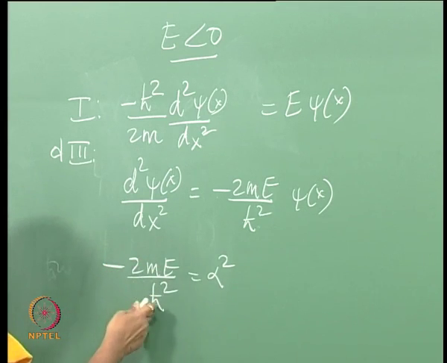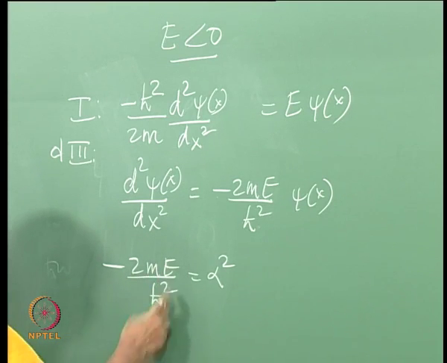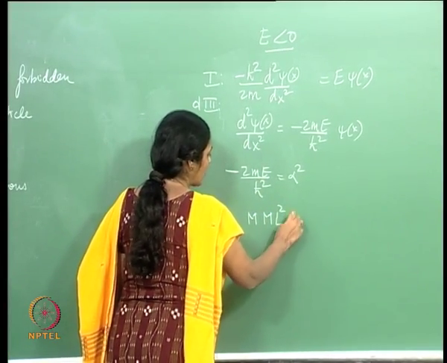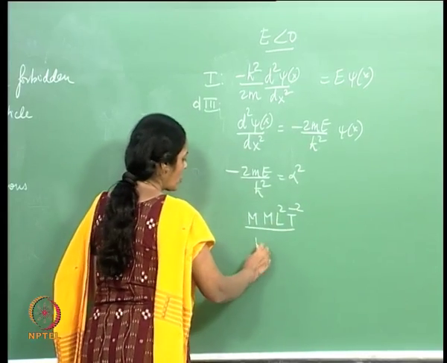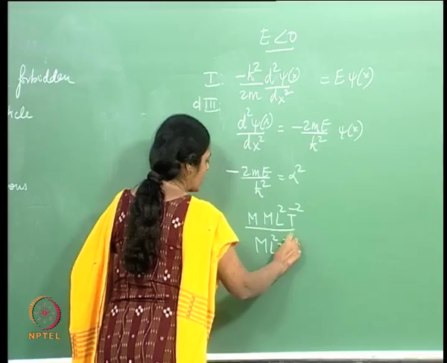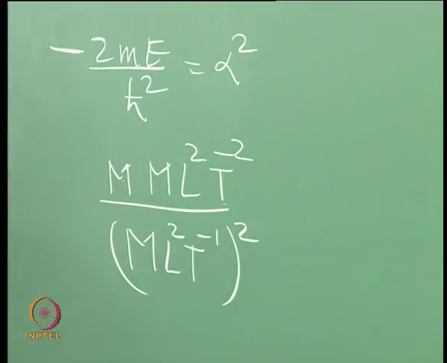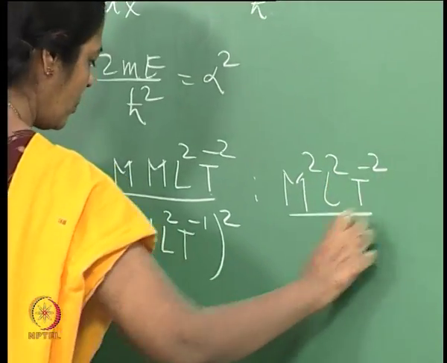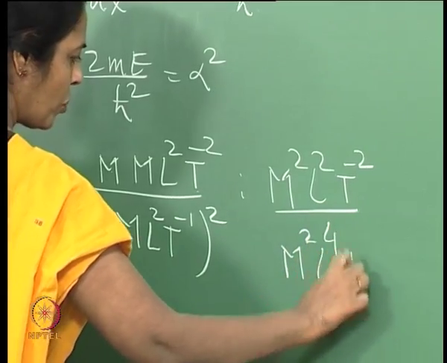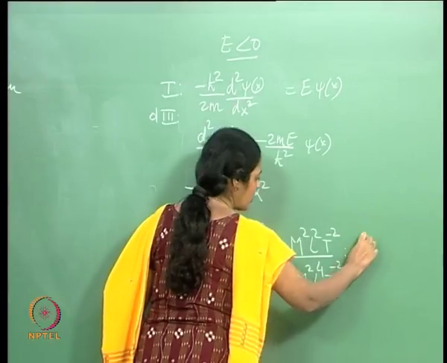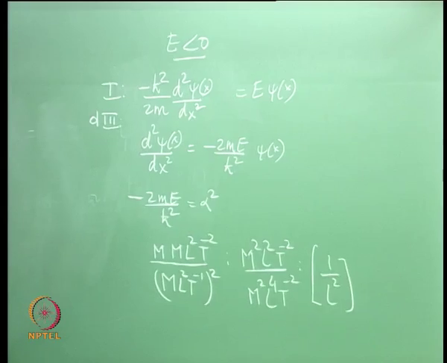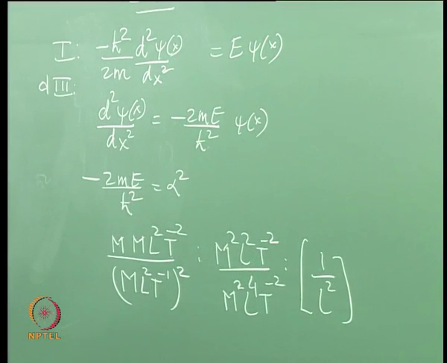Now this object, minus 2mE by ħ squared, what are its dimensions? Energy is m L squared t to the minus 2. ħ itself is m L squared t to the minus 1, the whole squared, because there is an ħ squared. That gives me m squared L squared t to the minus 2 by m squared L to the 4 t to the minus 2. And therefore, the dimensions here are 1 by L squared. Therefore, alpha has the dimensions of 1 by length.